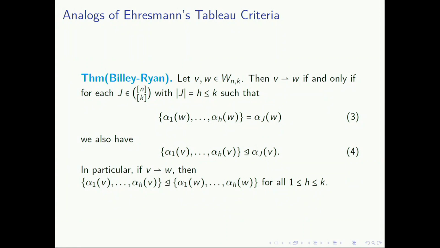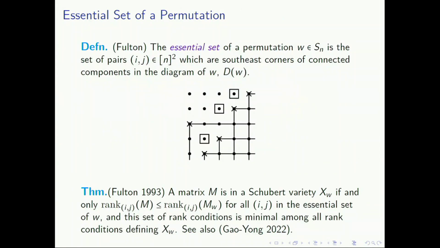Okay, so since we found a better, smaller set of equations to define these varieties, it's a reasonable question: did we get a small enough set? Could you do any better? And so we looked to Fulton's essential set as a way of trying to minimize these equations. Let me remind you of this nice theorem of Bill Fulton's from the 1990s, 93.